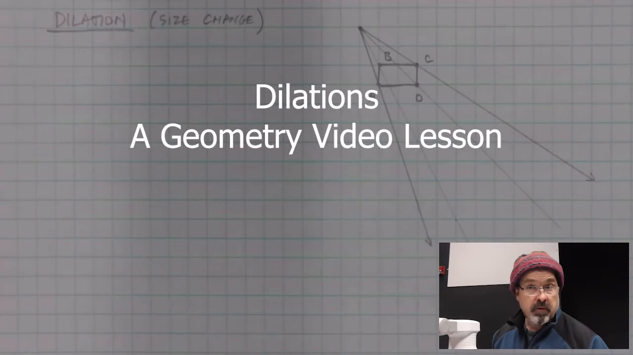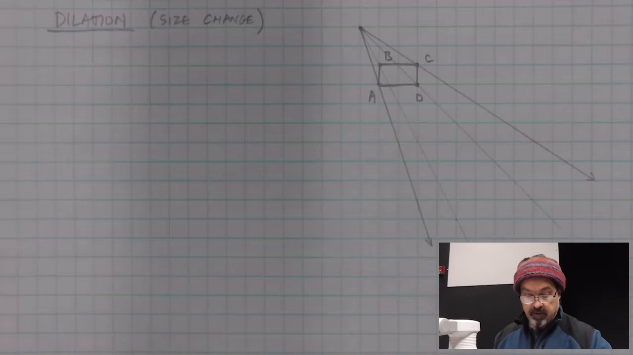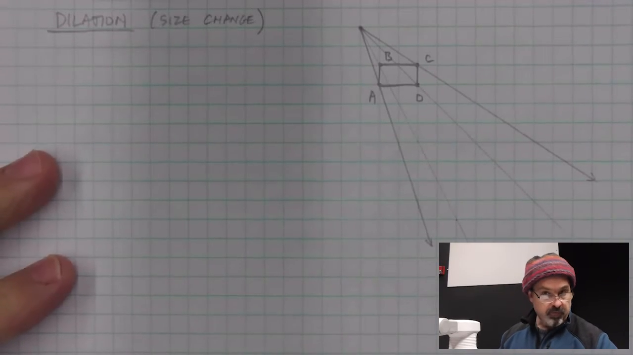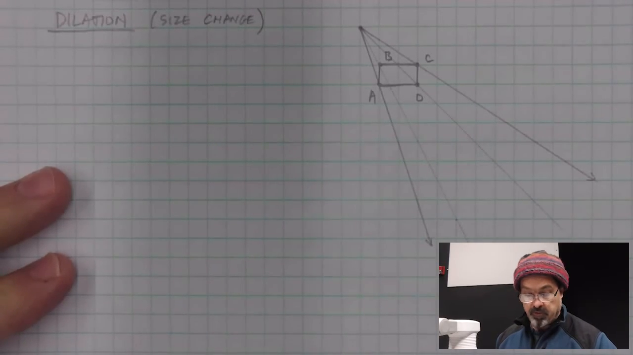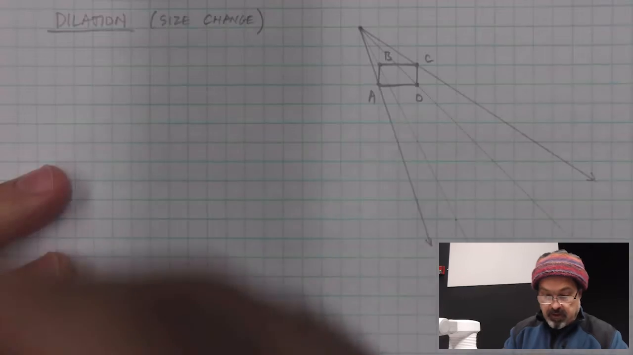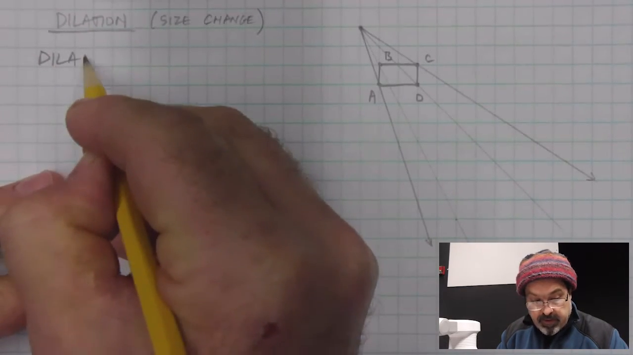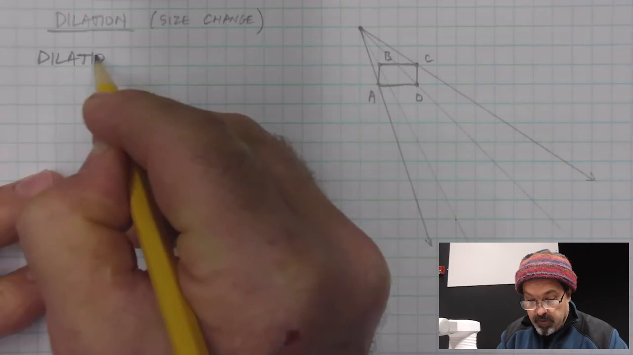VLSos here. This is a video lesson for geometry on dilation. Dilation is a transformation. It's a geometric transformation we can do to shapes. A common term for it is size change. And dilation is related to the concept of similarity.